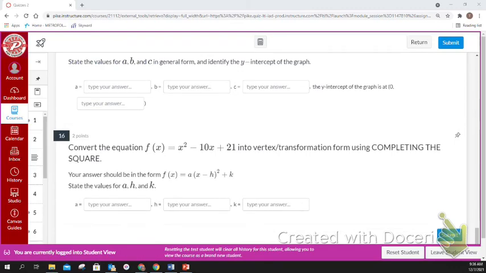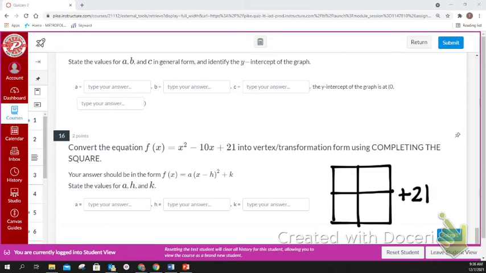All right, and then number 16, convert this to vertex form. So we're going to make our box, and remember C goes on the outside. So I'm going to go through the steps of how to do vertex form. X squared would go here, and then you take this number, which is B, and you cut that in half. So what is half of -10x? -5x.